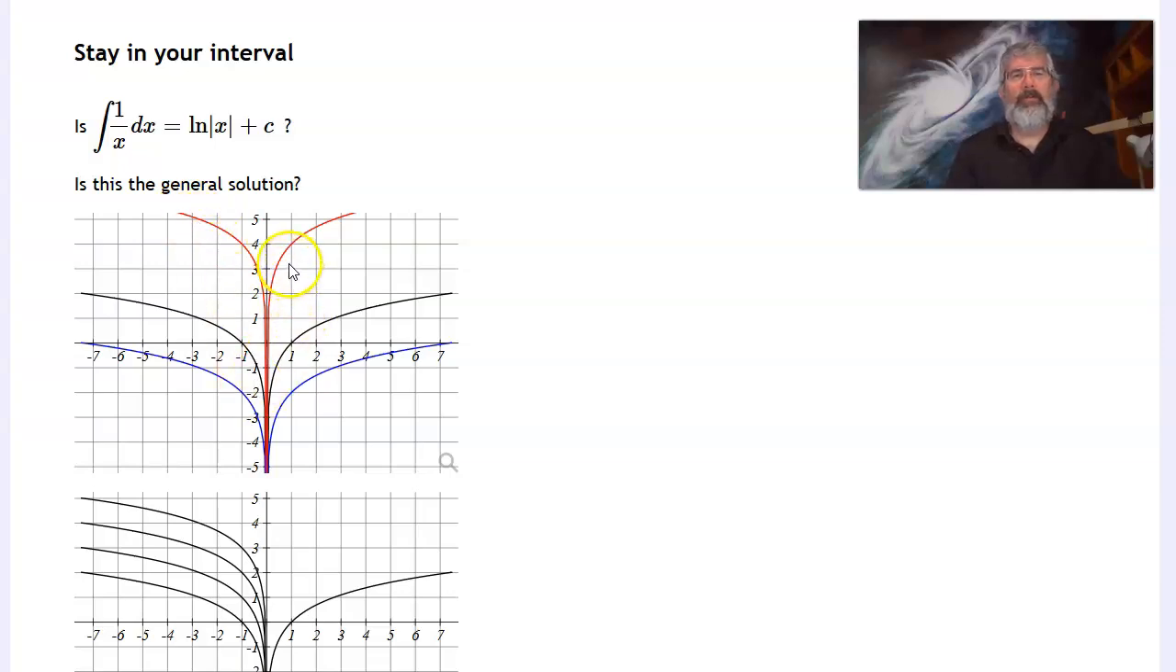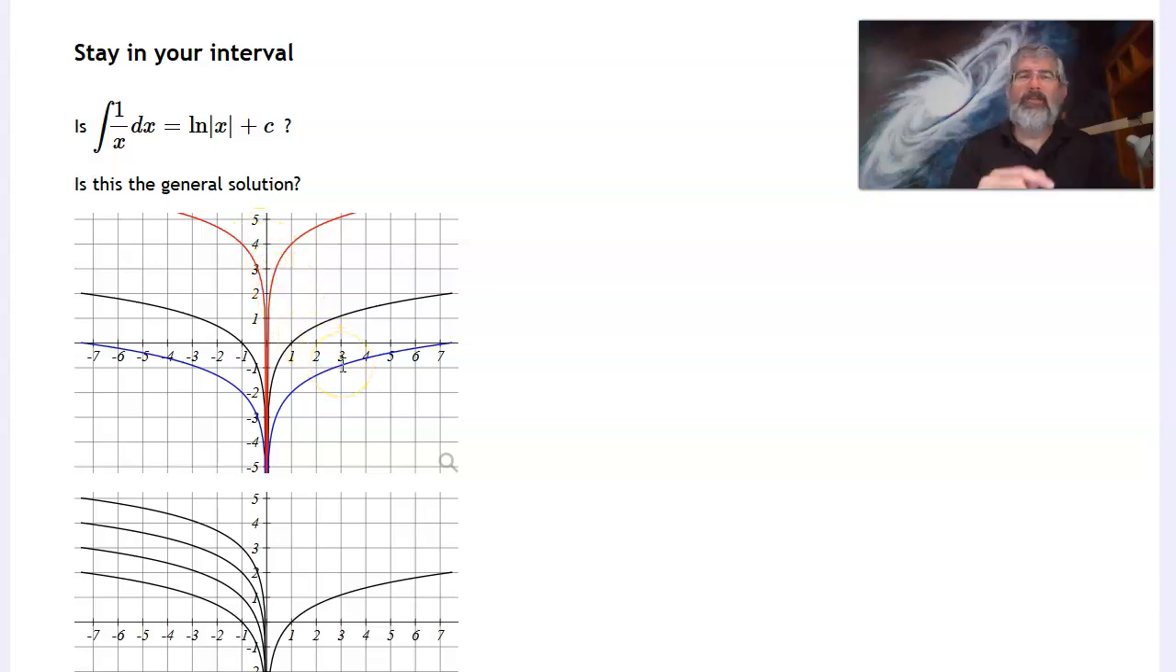Well, I've graphed a few of them here. Natural log of the absolute value of x plus 0 is the black one. I think with c equal to -2 is the blue one, and with c equal to 4 is the red one here. Right? So all of those for different values of c look like this, just shifted up or down. That's the whole point, right? However, there is an asymptote here at x equals 0.